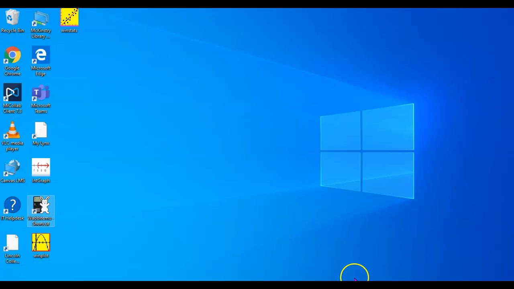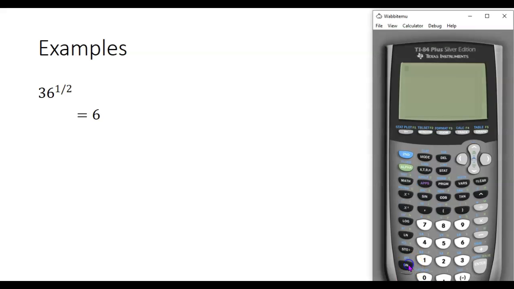So some examples. What is 36 to the 1/2 power? Well, it's the same as the square root of 36, which turns out to be 6. You can even do that on a calculator. If I ask my calculator, what is 36 to the power of, in parentheses, 1 divided by 2, so I'm asking it for 36 to the 1/2 power, it does tell me that that is 6. So you can put fractional exponents into your calculator.